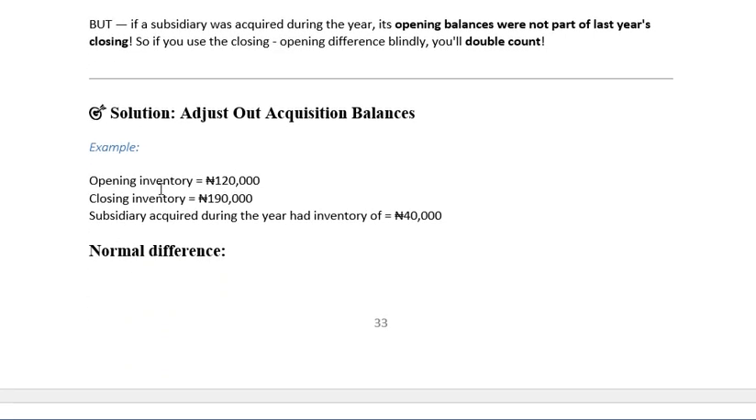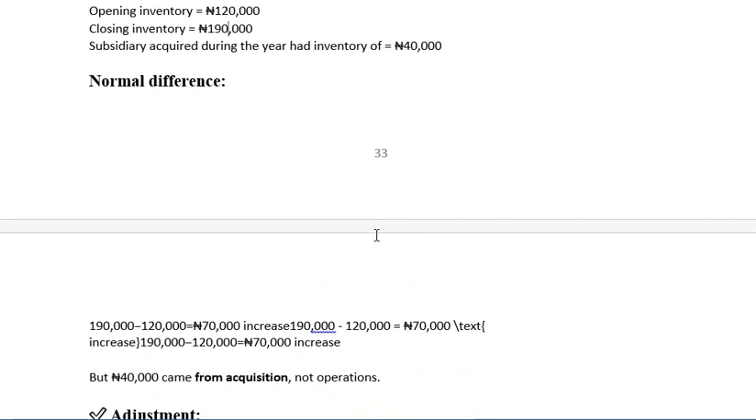We have an example here where we have an opening inventory of 120,000 and a closing inventory of 190,000. The subsidiary was acquired during the year when the inventory was at 40,000. All right, so the normal difference you would have done is closing minus opening. So if you have an opening inventory of 120,000 and a closing inventory of 190,000, is that a cash inflow or an outflow?